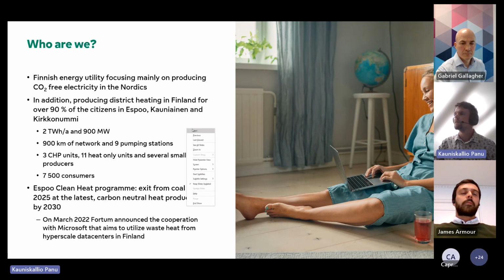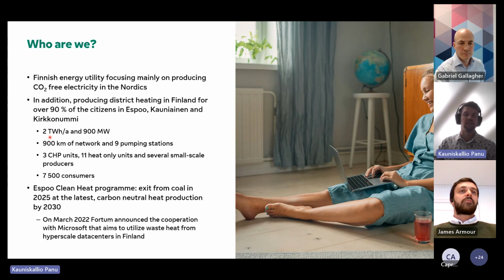The annual heat sales is roughly 2 terawatt hours per year, and the peak power is approximately 900 megawatts. Then we have approximately 900 kilometers of network, which includes 9 pumping stations. We have 3 CHP units, 11 heat-only units, and several small-scale producers. And finally, we also have 7,500 consumers.